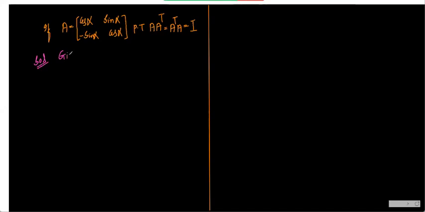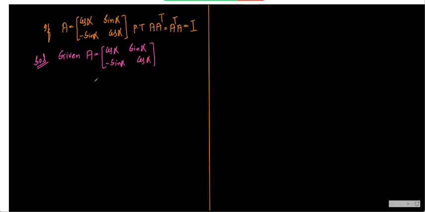Okay, now see here, this is given A is equal to, what is our A value here? Tell me. Cos alpha, sin alpha, and again minus sin alpha into cos alpha. This is the value of it.